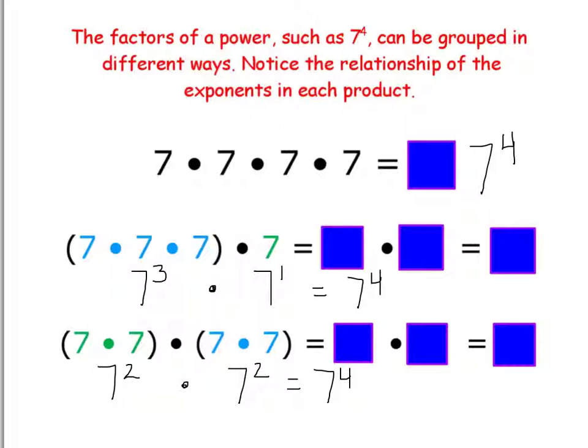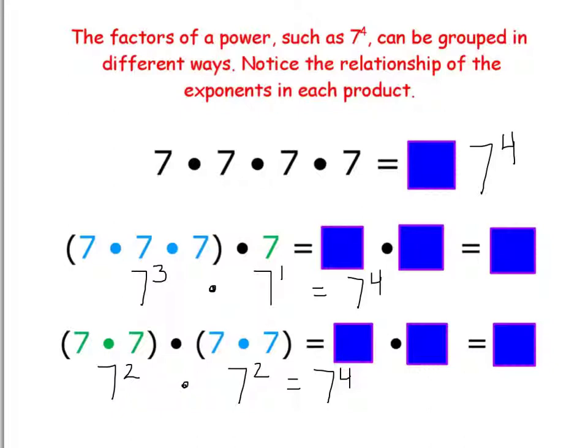Pause this video right now, and I want you to think about different ways, or what you notice, the relationship. Like, what do you notice between these that we're multiplying together, the different groupings, and the final answer? Do you notice a relationship between the exponents in each product? Pause the video now.